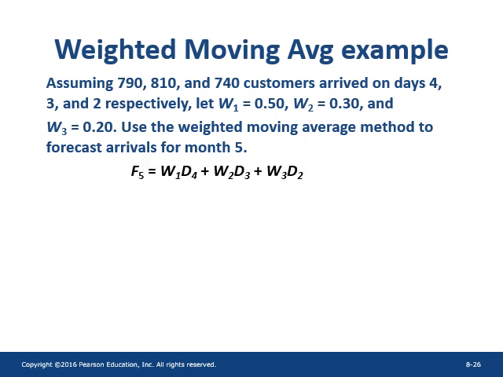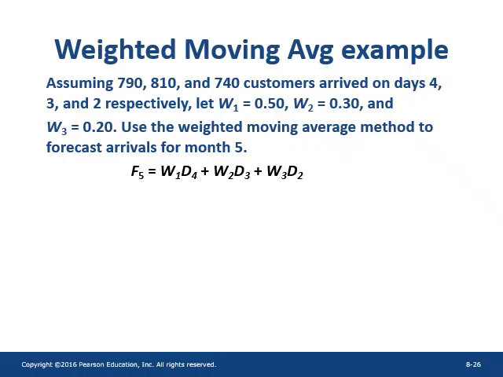So let's see how that works. Here's the example. We're saying that we've seen demand of 790, 810, and 740 on days 4, 3, and 2 respectively. This is customer arrivals. And so we're going to apply a weight of 0.5 to the most recent period, 0.3 to the period 2 days earlier, and 0.2 to the period 3 days earlier.